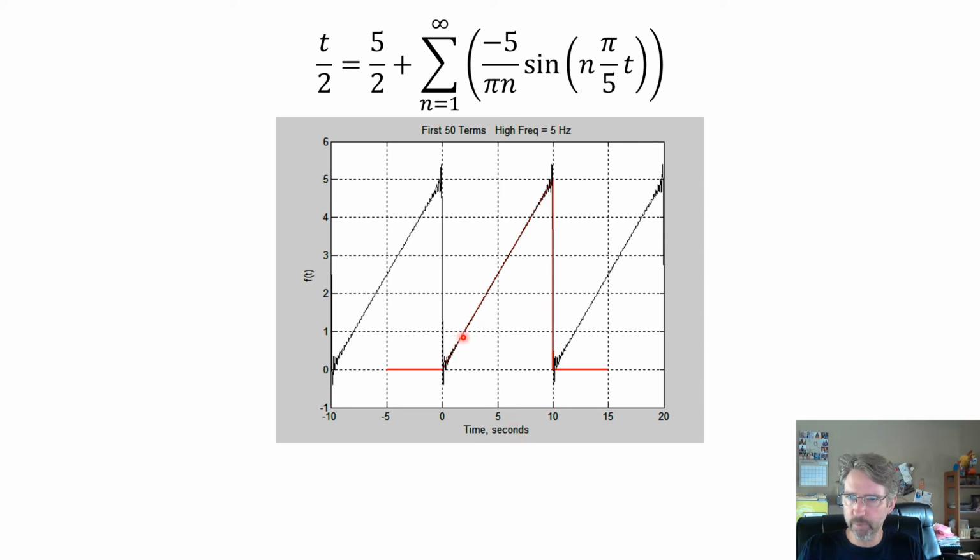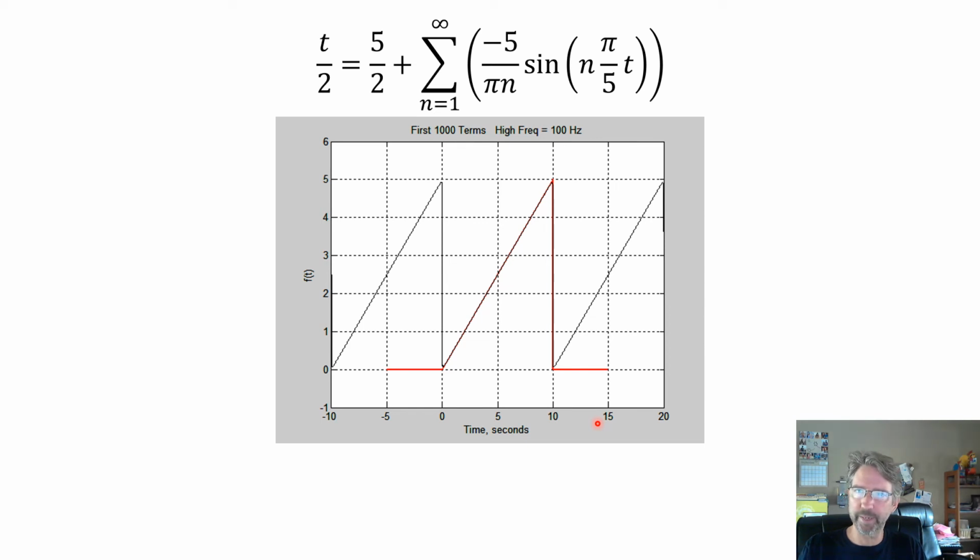50 terms, we get right in there in the middle, a little bit of strangeness on the corners, but not too bad. That would be a 5 hertz FM. And if we jump all the way to 1,000 terms, an FM of 100 hertz, it's really, really good. Still, you can see a little bit on the corners, but otherwise very, very nice.